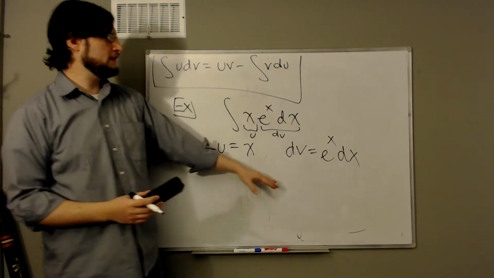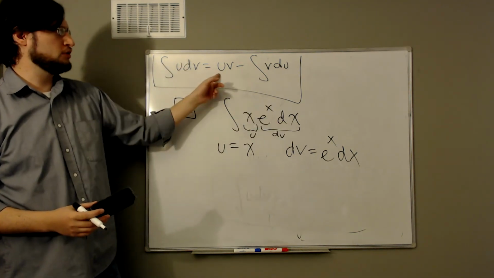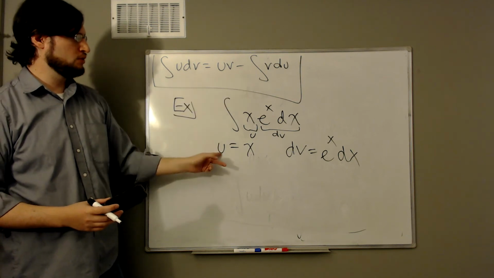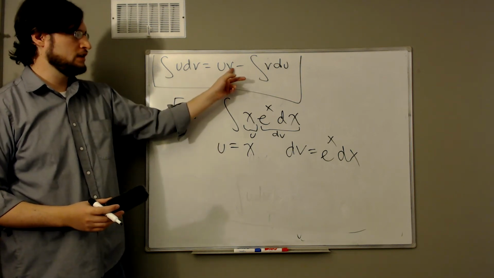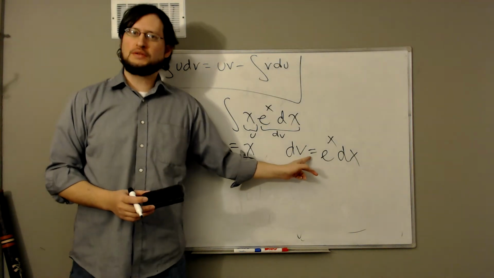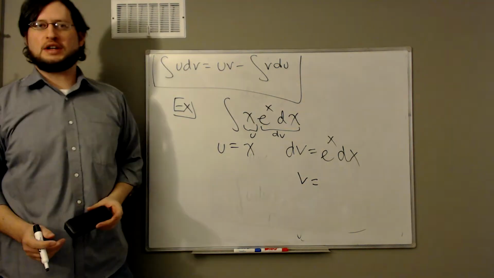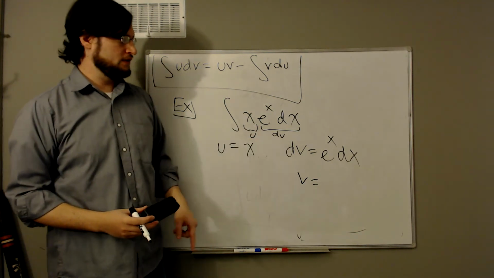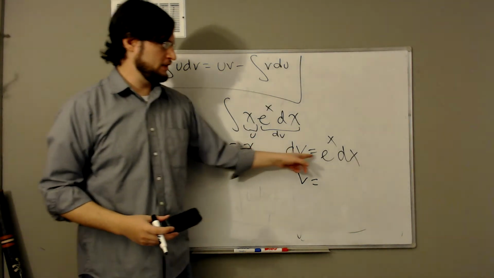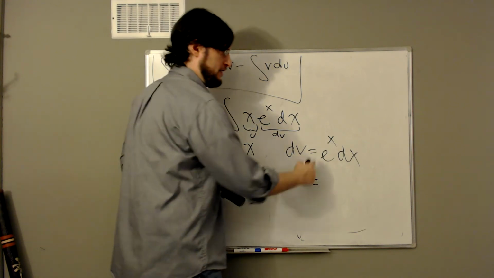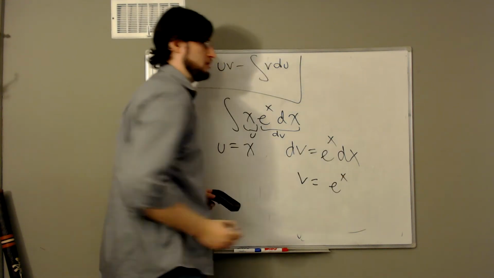And what do we need if I want to say it equals? Well, it equals u times v. Well, I got u, but I don't have v yet. But if I have dv, that's the derivative of v, then I can get v by anti-differentiating, by finding the antiderivative. So if dv is e to the x dx, then v is the antiderivative, which is just e to the x.